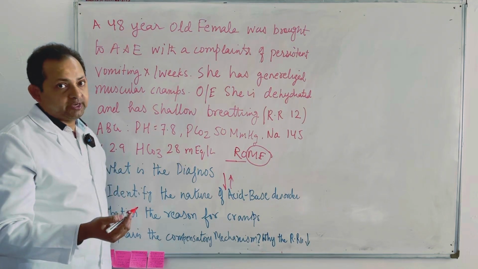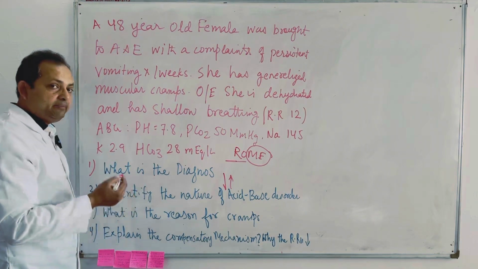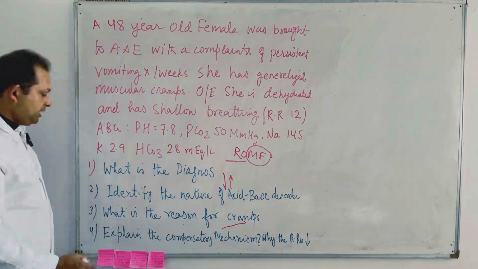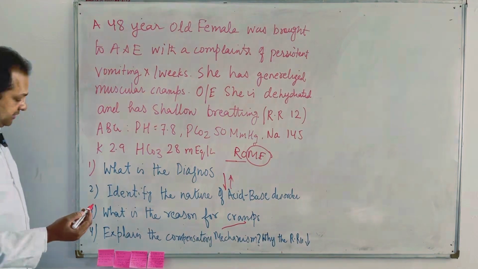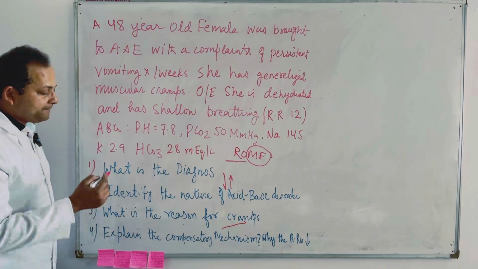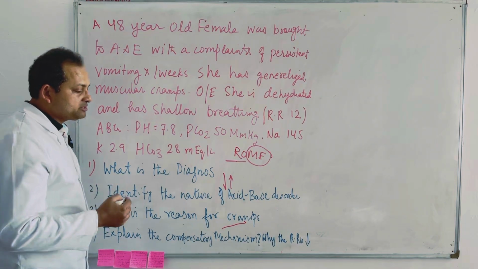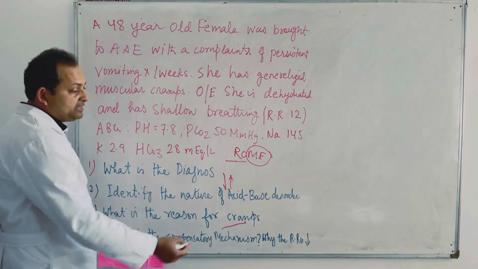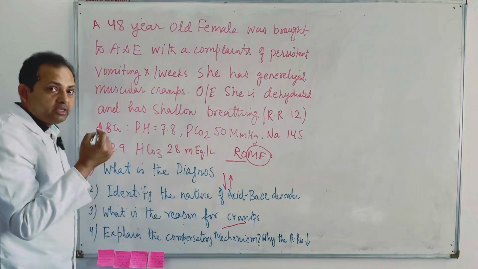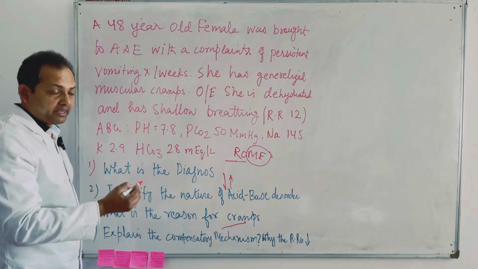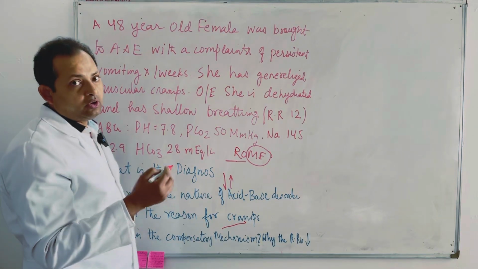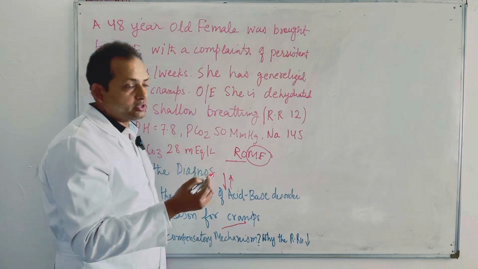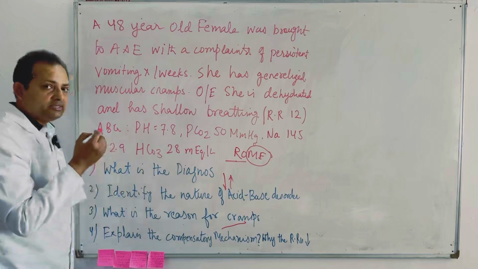So I have also explained that, and you will easily be able to explain the reason for cramps. And the fourth question is, explain the compensatory mechanism of acid-base disorder. Precisely here, you have to explain the compensatory mechanism. So you can again watch my lecture on the compensation of acid-base disorder, and you will be able to answer these questions.